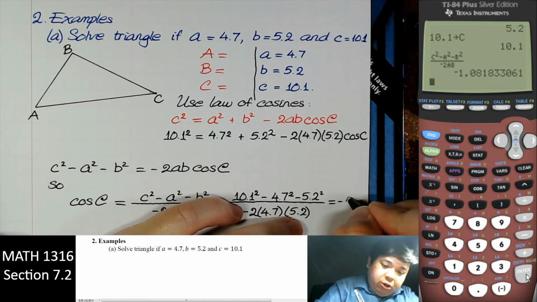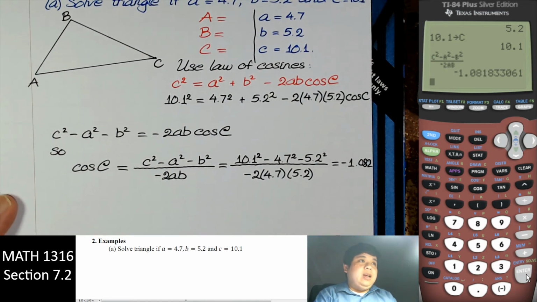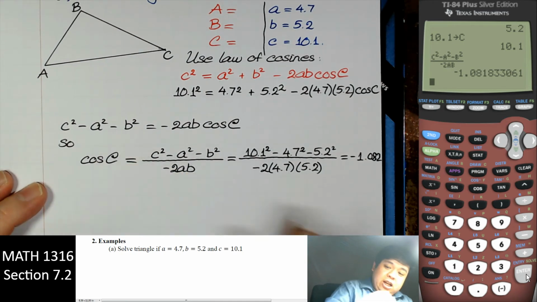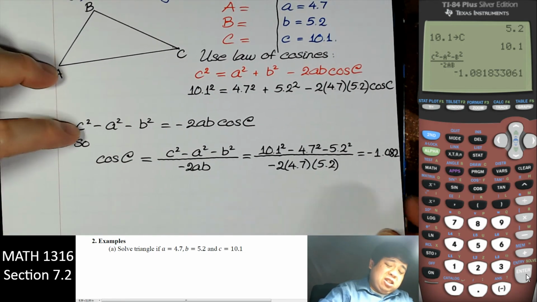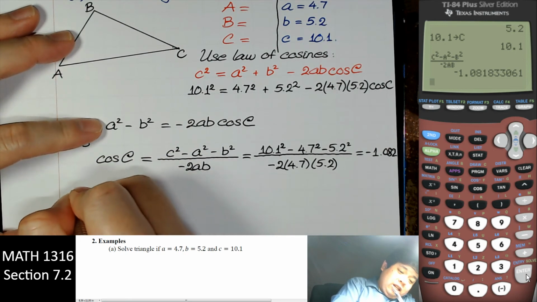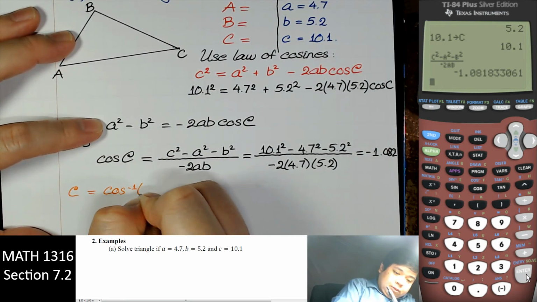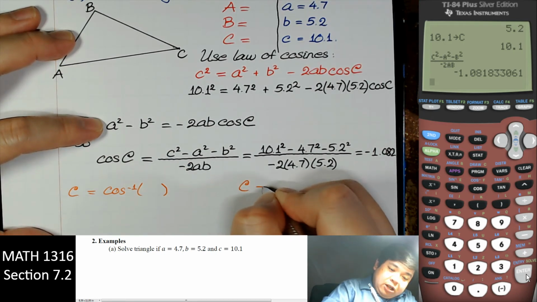Negative 1.08 over 2. Right. Now we have cosine C equal to that, then we can find the cosine inverse for C. Now this is in Chapter 6. When we solve for C, C could be equal to cosine inverse of that, or the opposite to that.